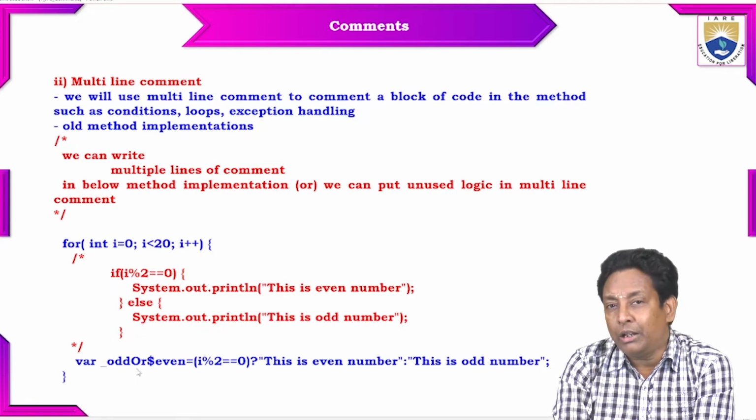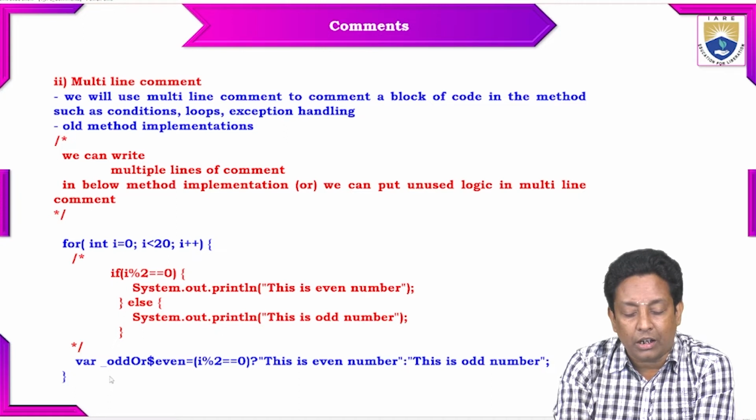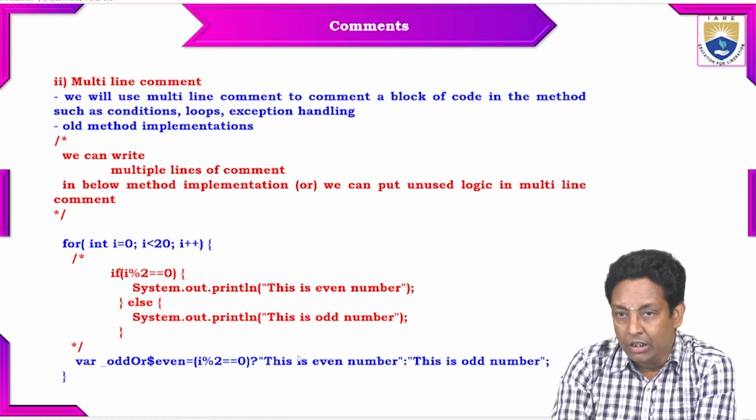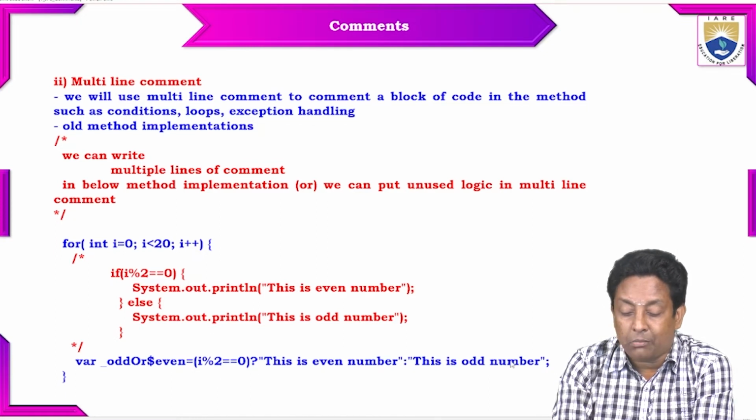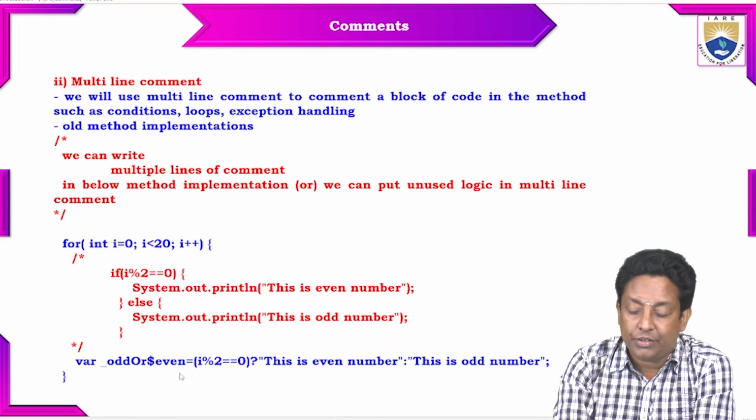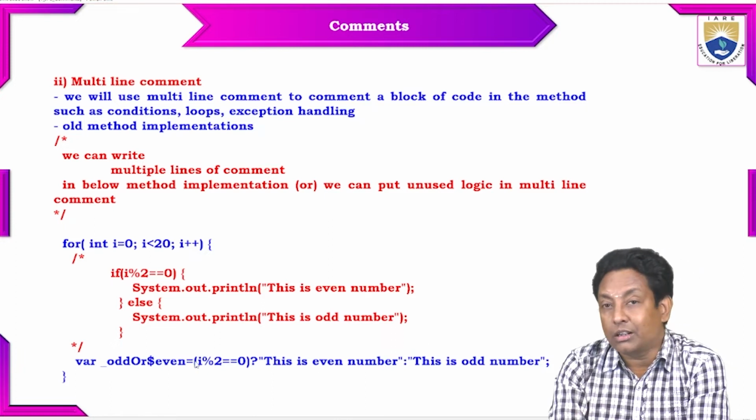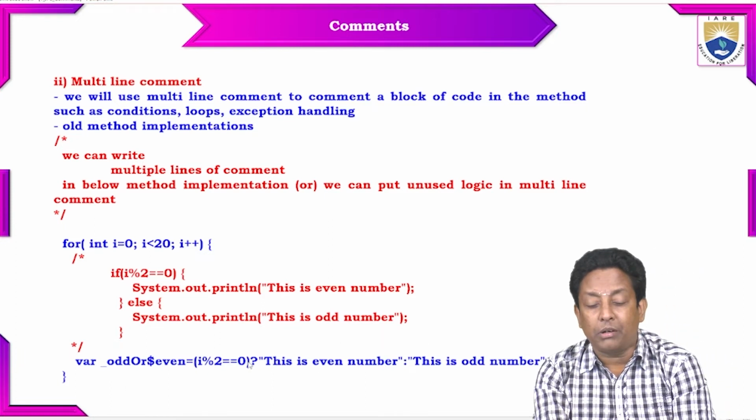Ultimately, variables should be readable. So that's how I declared the variable: even or odd is equal to i divided by 2, if remainder is 0, this is an even number, otherwise this is an odd number. If the condition is satisfied, this is an even number, otherwise this is an odd number. That statement will be written. Later on you can print the variable.